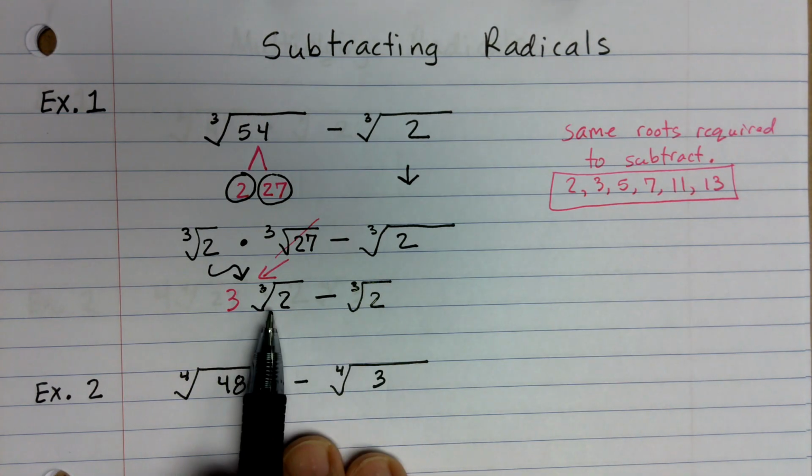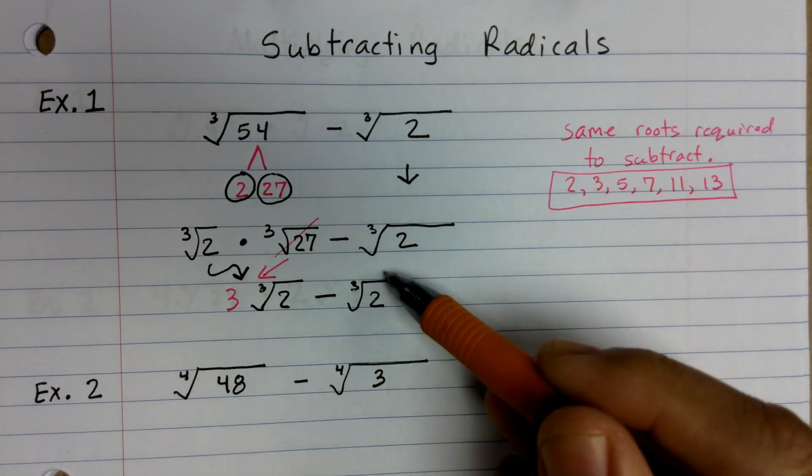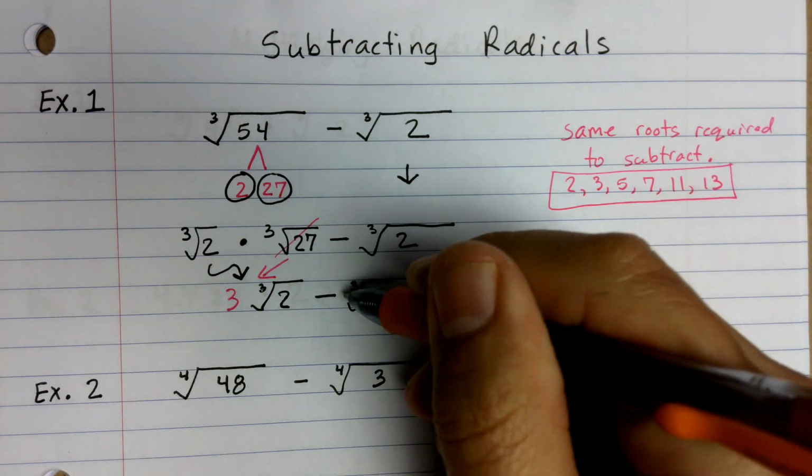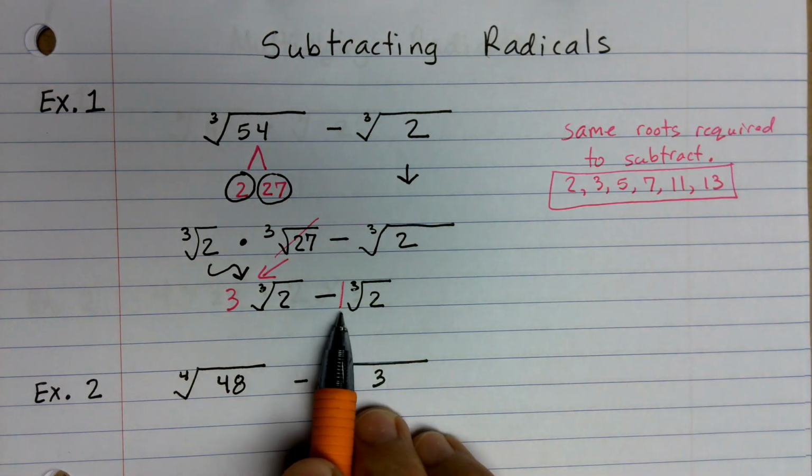Now we have the same root. So we can actually combine these, right? We can do some subtraction here. Now do keep in mind that although this one on the right didn't have a number in front, there is an invisible 1 in front of every root. So we do have a 1 there.